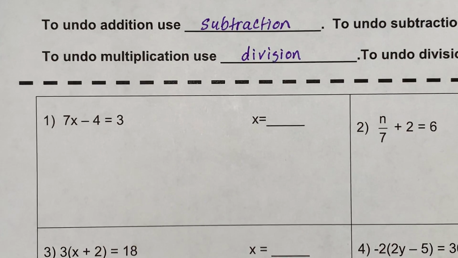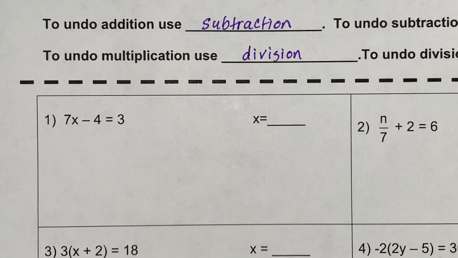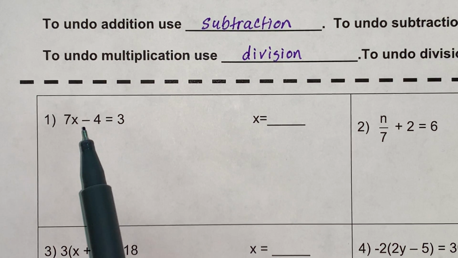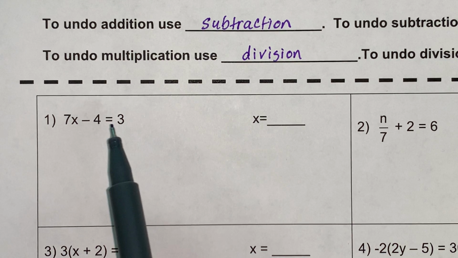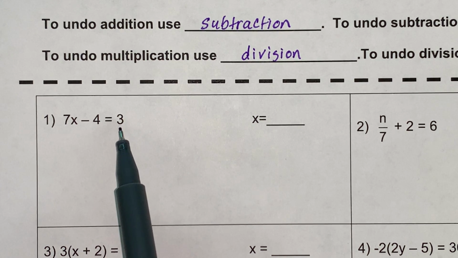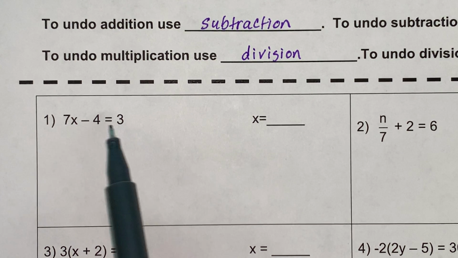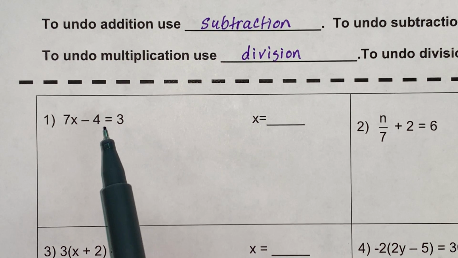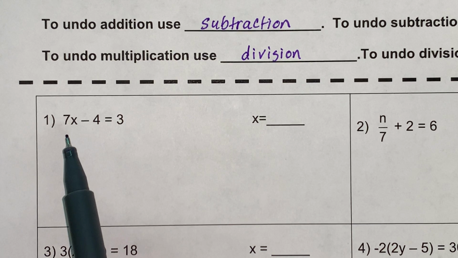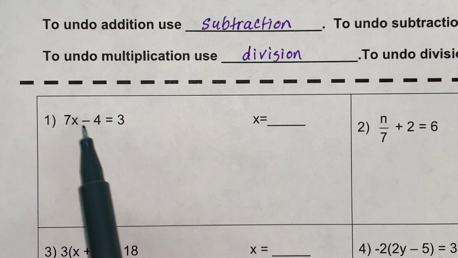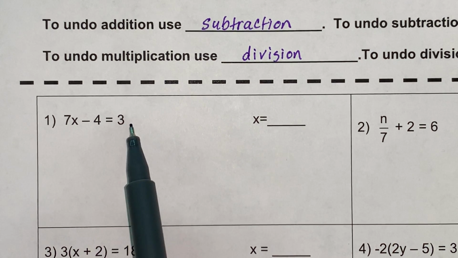Okay, so for number 1, it says 7x minus 4 equals 3. We want to get the like terms on the same side of the equal sign. So because negative 4 and positive 3 are like terms, we want them both to be on the same side of the equal sign. So our options are to either move the 3 to the left or the negative 4 to the right. But the other thing we want to do is make sure that they're separated from the 7x. So we want to keep the constant terms on the other side of the equal sign.